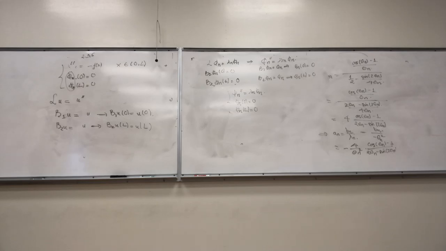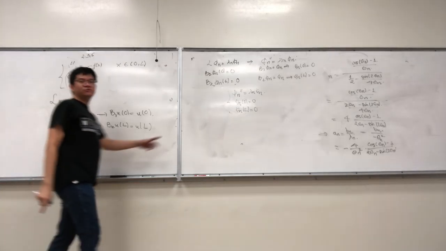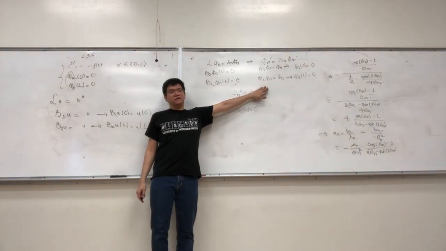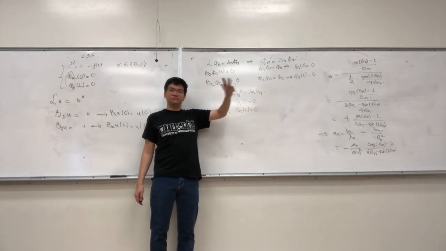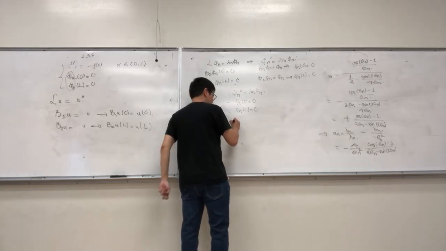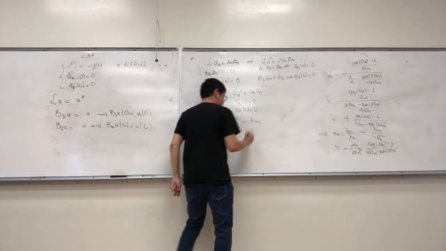How do I solve it? How do I find phi n? If you want to find the eigenfunction, you should start by solving for certain cases of lambda n. So you do exactly like in the previous case. You can see the characteristic equation, and you can see the three cases, right? The characteristic equation would be x squared is lambda n.